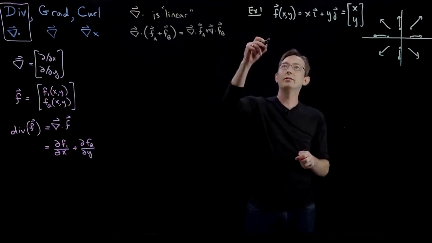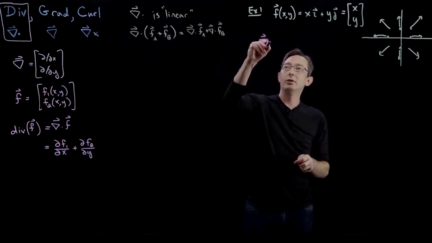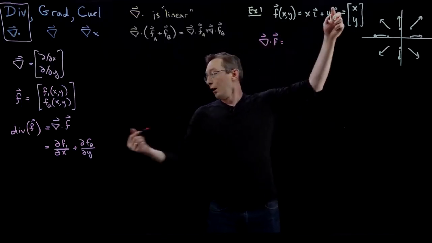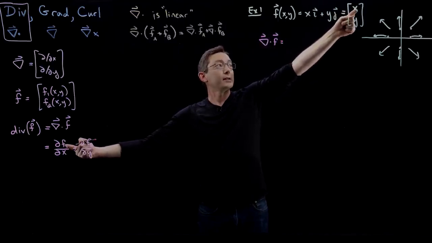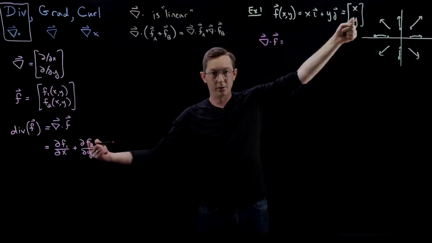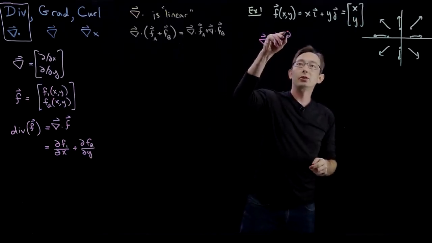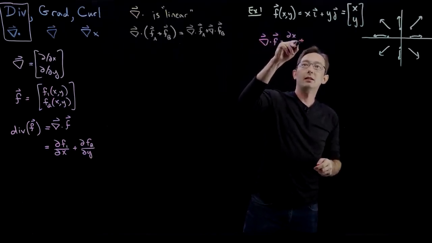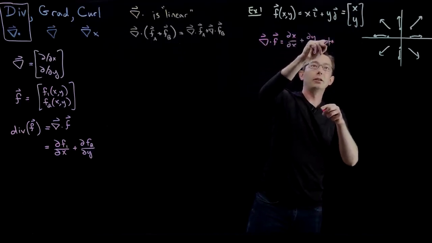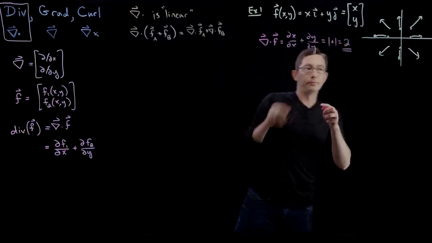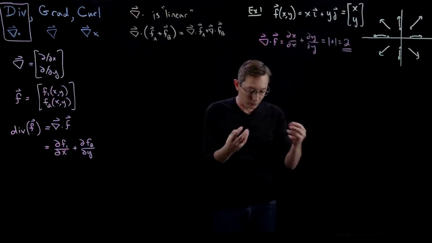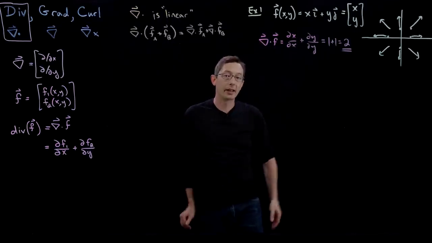So we'll compute div of f. The divergence of f is equal to partial f1 partial x, that's just 1, plus partial f2 partial y, that's also 1. So this is like partial x plus partial y equals 1 plus 1 equals 2. So what we say is that this flow has a positive divergence, or the flow is diverging. That's kind of how we would say it.